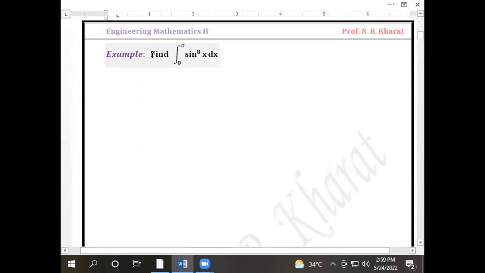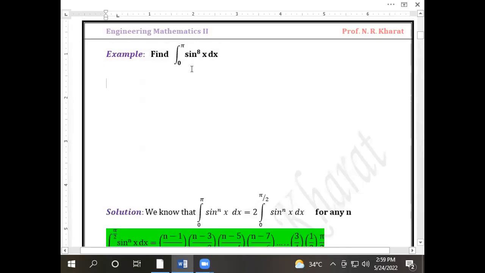The first example: we have to find the value of the integration whose limit goes from 0 to pi, and the sine function's index is 8. We have to find its solution.